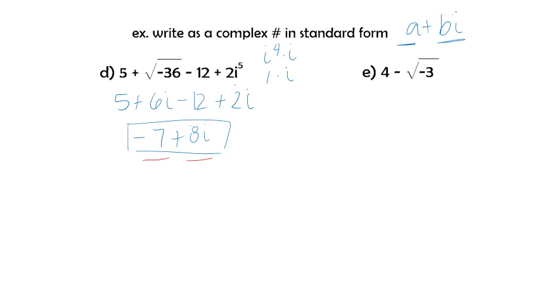Okay, for my second one, I have 4 minus the square root of negative 3, which would be the square root of negative 1 times the square root of 3. So this would be I times the square root of 3. Again, notice, real part, imaginary part. I'm actually done on that one.